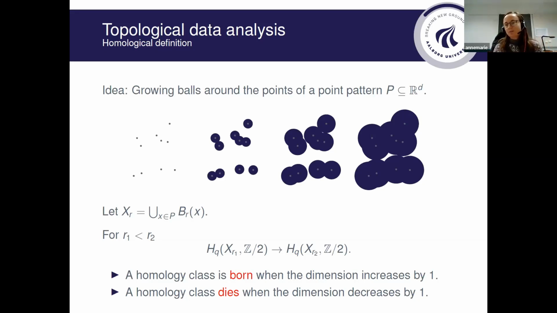So now I go over to something more familiar to you, hopefully. That would be the topological data analysis part. So here we start with a point pattern, and now we don't assume any random noise. We just think of a fixed point pattern in R^d. We start with the point pattern here, and then we grow balls around these points and see how the topology changes when we grow these balls.